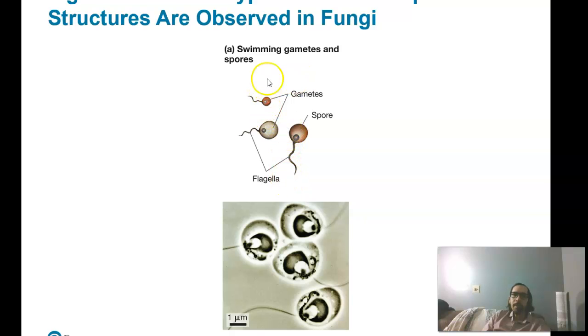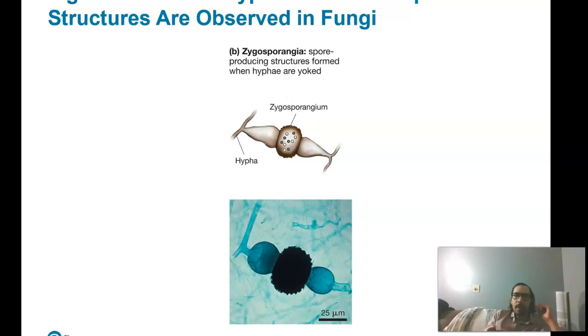So here you can see the swimming gametes and spores with the flagella. As you can see, it looks very similar to the flagella in sperm. Then you have the zygosporangia. This is the spore-producing structures formed when the hyphae are yoked. Yoked just means pulled together, joined together. So you have one hypha here, one hypha there, and they join together to form the zygosporangium.